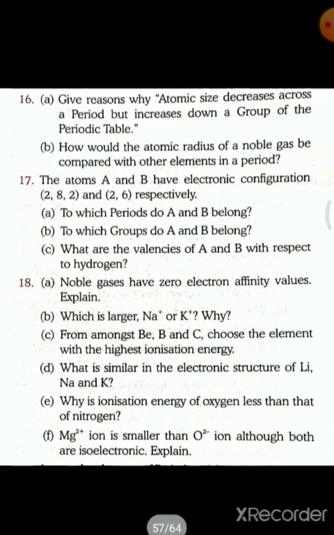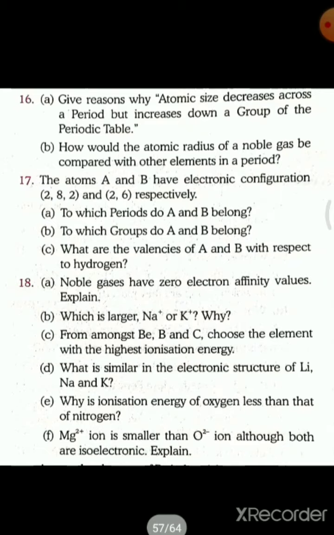Okay, so you write the answer that oxygen has an unexpectedly low ionization energy, less than that of nitrogen. This is due to an electron being added to an already half-filled orbital in oxygen, which results in electron-electron repulsion, which will lower the ionization energy. Okay, then F number. Magnesium ion is smaller than oxygen ion, although both are isoelectronic. Explain.